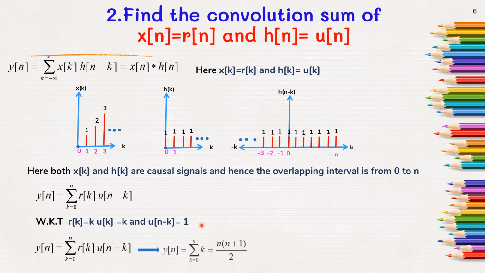So what will happen? See here, summation of k is equal to 0 to n, because we found out the range, the overlap is from 0 to n. So 0 to n, it is k, right? So summation k from 0 to n, what is it? We are going to use the formula, it is going to be n into n plus 1 by 2. Okay, so that is going to be your answer. So y of n is going to be equal to n square by 2 into u of n plus n by 2 into u of n. Is that clear?